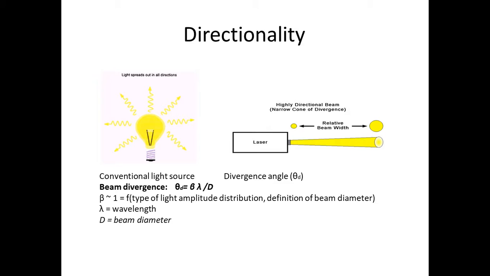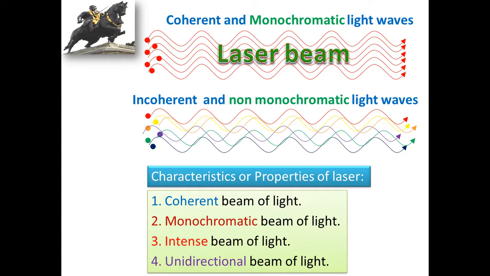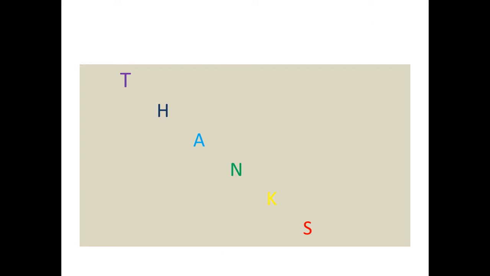Directionality: if we see a normal bulb, all the waves travel in all possible directions, whereas laser travels in a single direction with very little divergence. This diagram also shows the coherent source, monochromatic source, and directionality properties. So in this way, laser is characterized by a coherent beam, monochromatic beam of light, intense beam of light, and unidirectional beam of light.